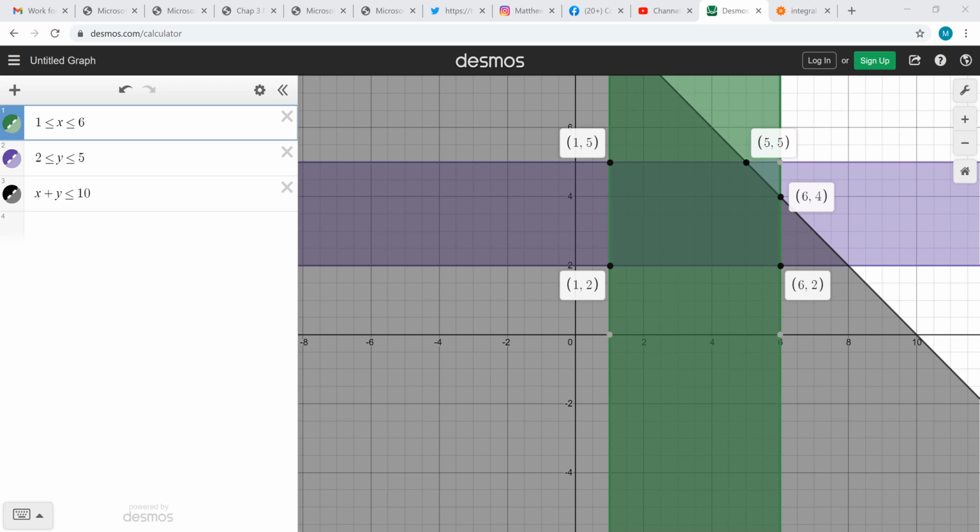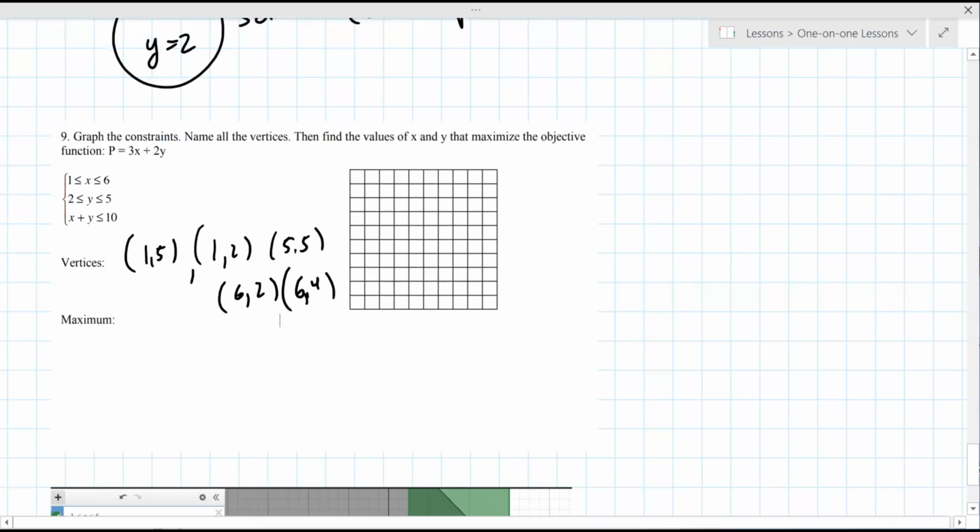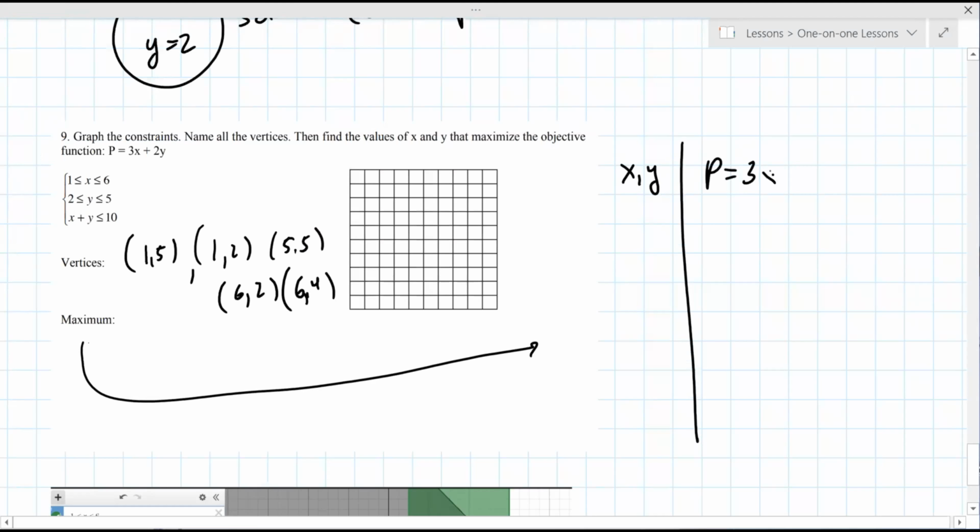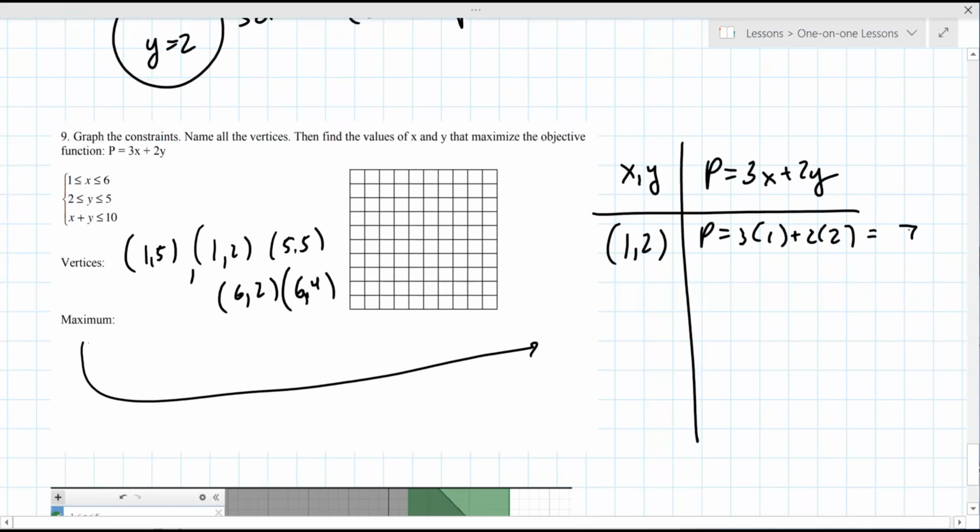Okay, now let me share the other screen again, and we'll talk about how to find the maximum or the minimum. It could really be either, depending on what the question asked for. To do this, you just make a table here. You have your x comma y, and then you find your p equals 3x plus 2y. So when you put in the point (1, 2), p is equal to 3 times 1 plus 2 times 2, which is 7. And you do this for all of them. So like (1, 5), you do the same thing. P equals 3 times 1 plus 2 times 5 equals 13, and so on.